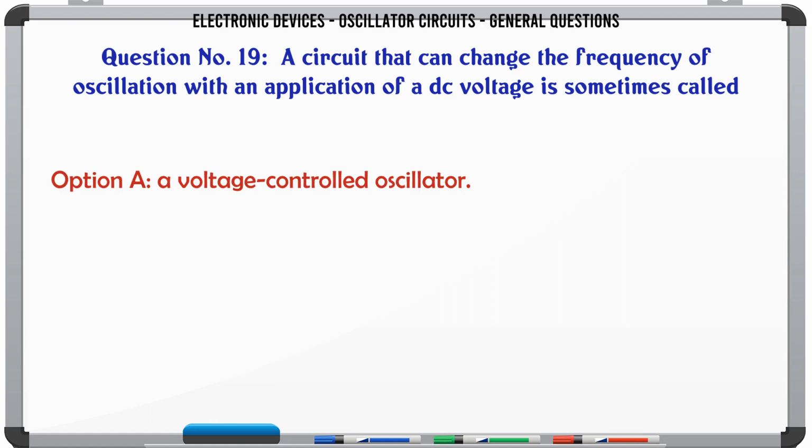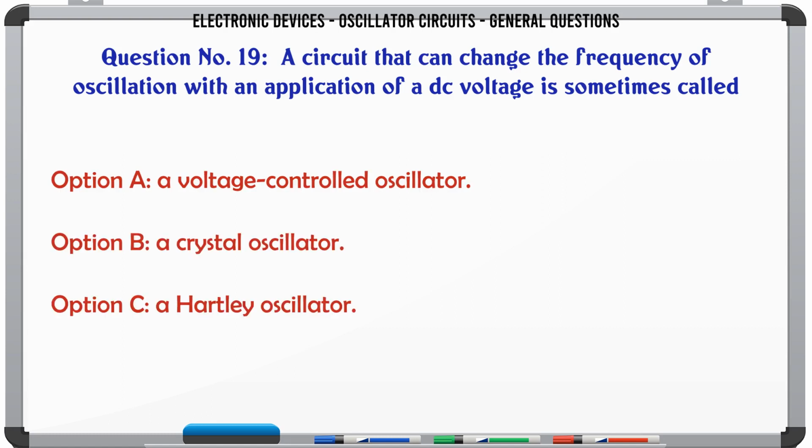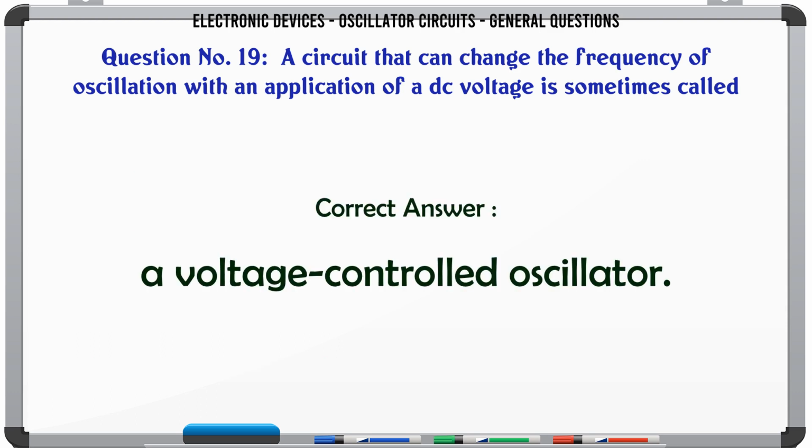A circuit that can change the frequency of oscillation with an application of a DC voltage is sometimes called A: a voltage controlled oscillator. B: a crystal oscillator. C: a Hartley oscillator. D: an astable multivibrator. The correct answer is a voltage controlled oscillator.